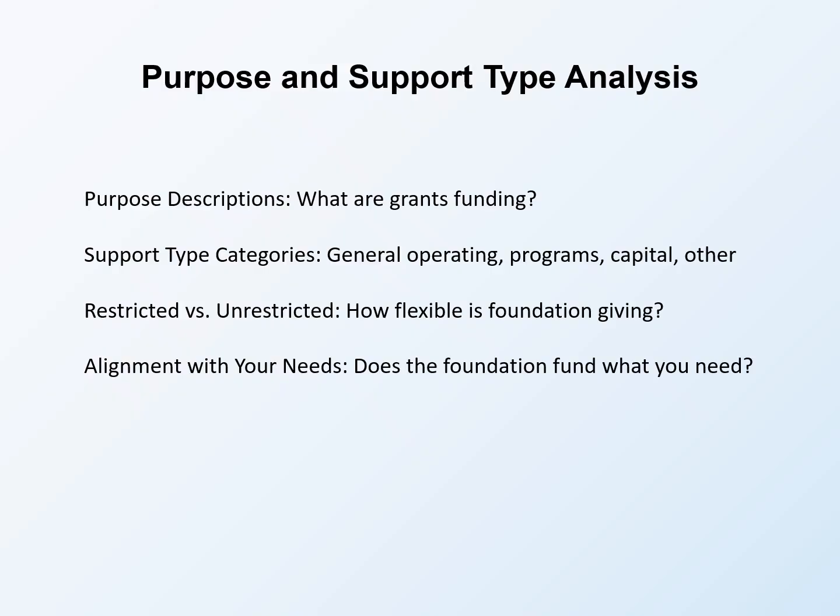Support type categories organize purposes into types. Common categories include general operating support for unrestricted organizational funding, program support for specific program funding, capital for buildings and equipment, research for investigation and evaluation, scholarships for individual awards, and others. Categorizing grants reveals support type patterns.